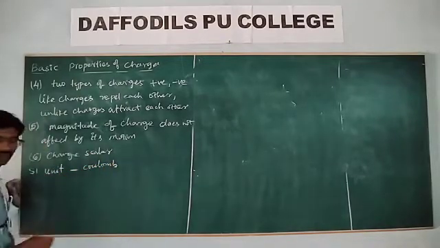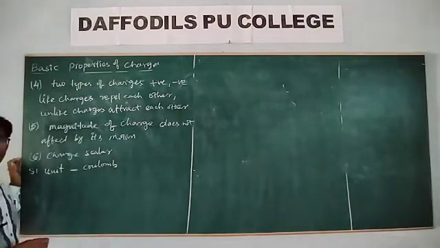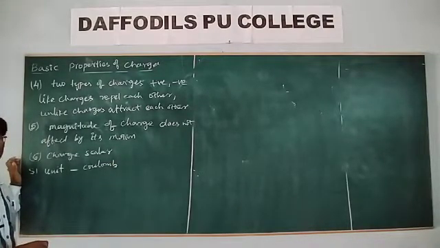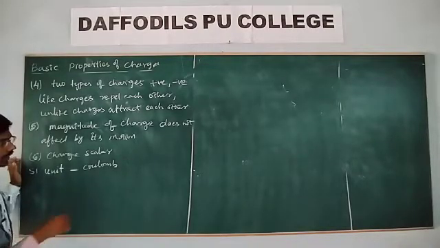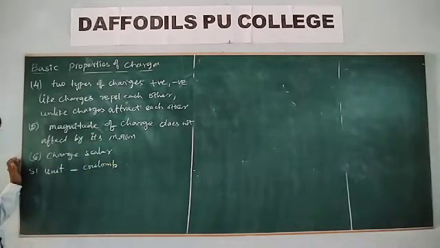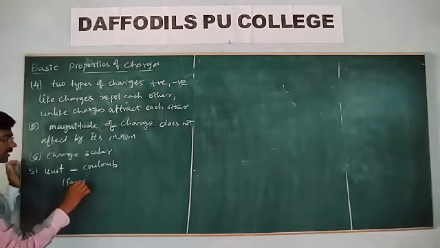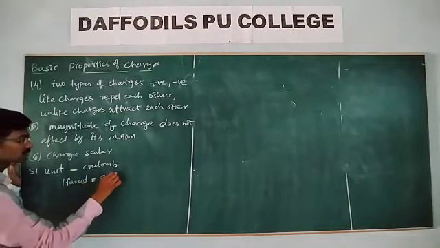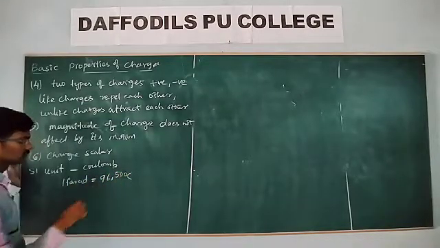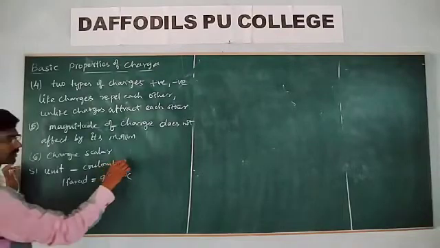And remember, the SI unit of charge is coulomb. Is it okay? SI unit of charge is what? Coulomb. And because of the Faraday, 1 faraday is also taken as a unit, 96,500 coulomb.